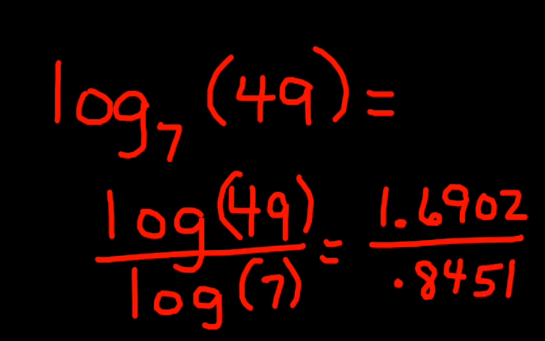So if we did the 1.6902 divided by 0.8451, that's equal to 2, which is what we already know the log base 7 of 49 is equal to. So again, it works for anything like this that we need to use a base other than 10 and we need to put it in our calculator. We'll be using this in more advanced ways to actually solve equations that have an x in the exponent where we can use the logarithm to do that. And we'll do that in another lesson.